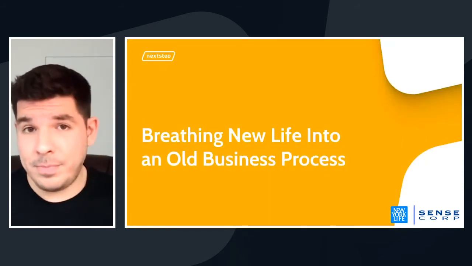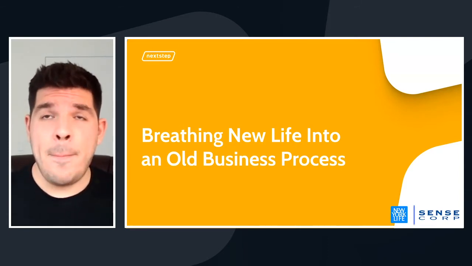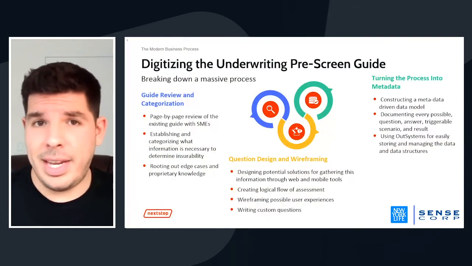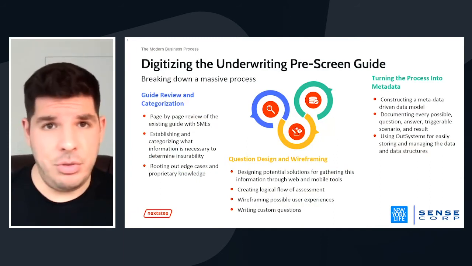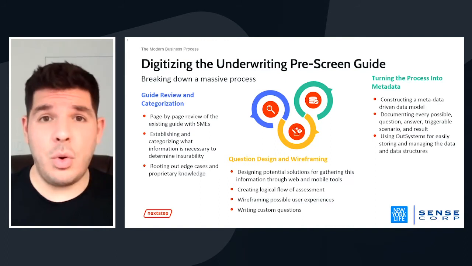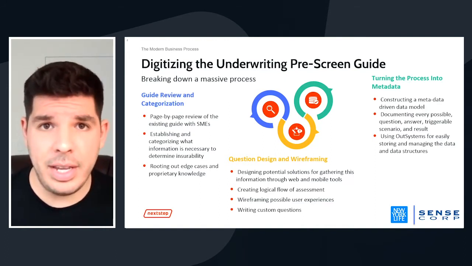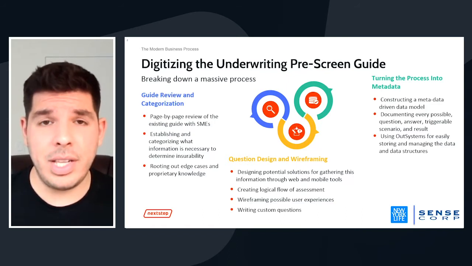So how did we do that? How did we breathe new life into this old business process? That started with that 80-page underwriting guide. Page by page, we went with the subject matter experts looking for proprietary knowledge or edge cases, trying to understand every piece of information necessary to assess the insurability of a client.